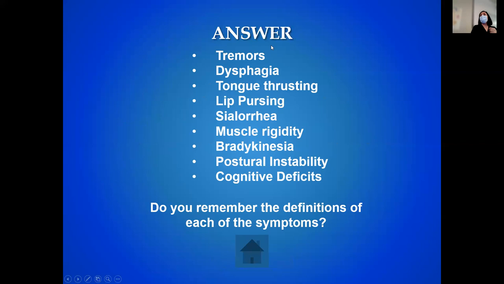But here's several things you can see. We talk about the muscle weakness, so difficulty coordinating. All of these tremors are going to affect their oral hygiene and their movement in general. But dysphagia is definitely a concern if you're using water. Tongue thrusting, tremors in their tongue, lip pursing, drooling, not because they have excess saliva, but because they have trouble swallowing, so the saliva will come out that way. That's the sialorrhea. Muscle rigidity, bradykinesia, so slow movement, postural instability, and then cognitive changes if they're at that stage. So there's several things that could be affected depending on what stage of Parkinson's they have.